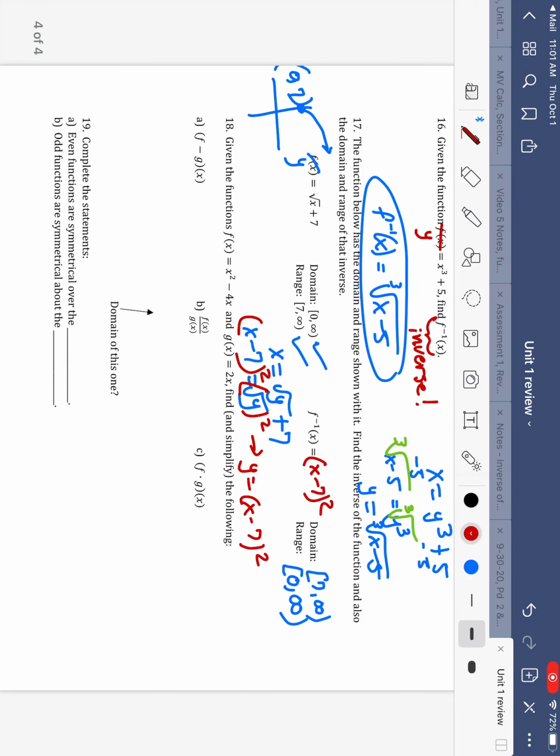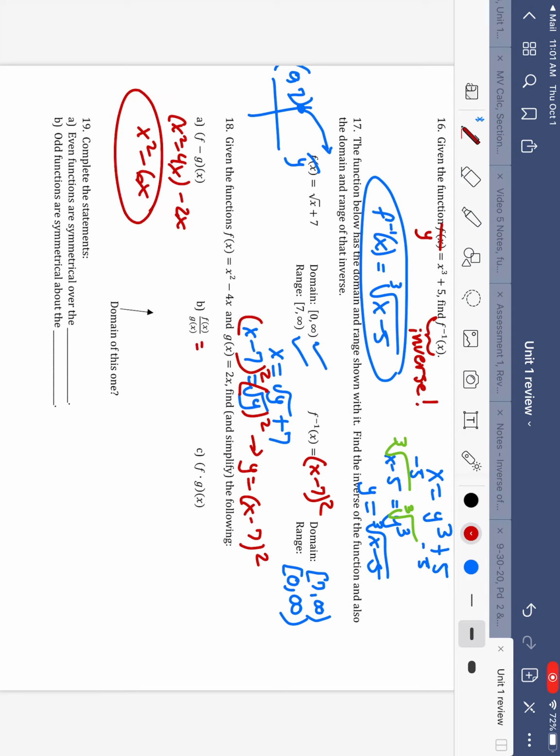All right, let's see, letter A. Given these two functions, find the following. So this letter A means subtraction. So I'm just going to take f of x and subtract g of x. So I have x squared minus 4x minus 2x. And so I have x squared minus 6x is my final answer.